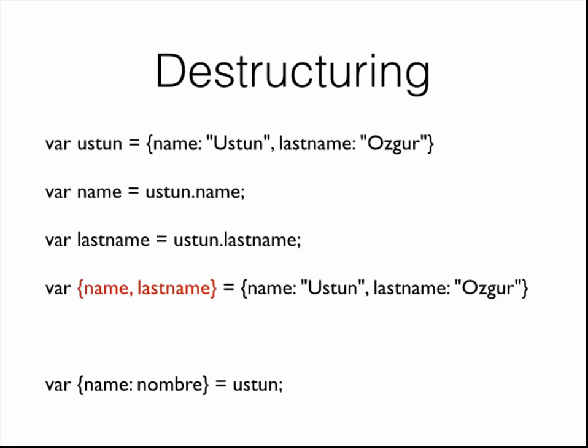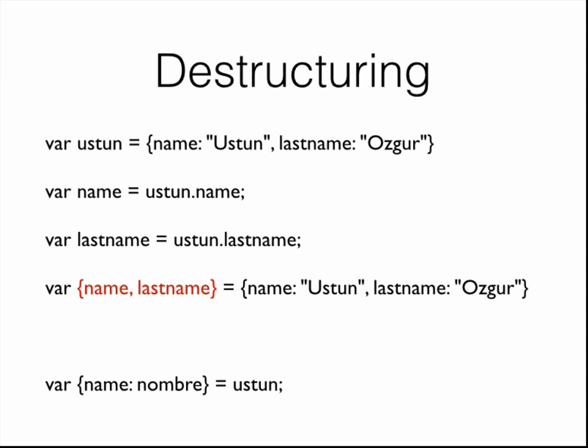Again, some kind of destructuring is possible with objects. We have already seen destructuring in function arguments. So here I have an object, name üstün, last name Özgür. And here, on the left-hand side, basically I match the left-hand side to the right-hand side. So here, instead of saying var x is this, I say var curly braces, name, last name. So now, here it does pattern matching. That is, think of matching the left-hand side to the right-hand side.